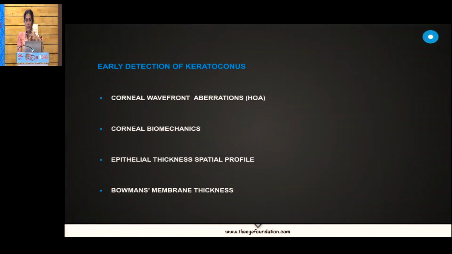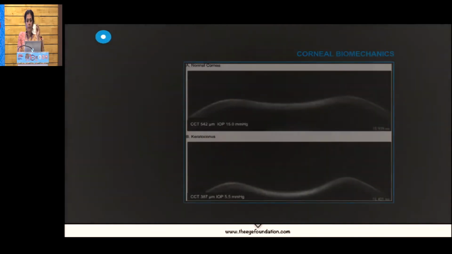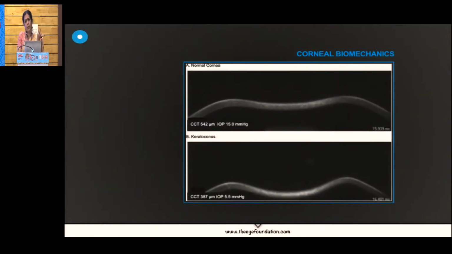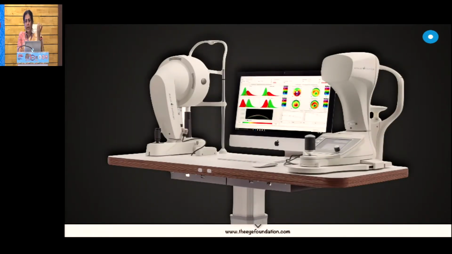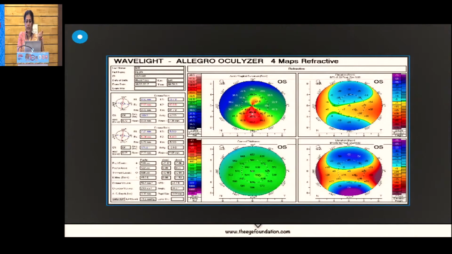But there were some others which came up for early detection of keratoconus, like higher order aberrations, looking at the corneal biomechanics, which was discussed by Dr. Shreyash, looking at the epithelial thickness profile, and even the Bowman's membrane thickness. Corneal biomechanics, we all know that the recoil tendency or the elasticity of the cornea is lost in some of these eyes, and these should never be treated, which is an early pickup, and Corvis definitely helps to elucidate this.